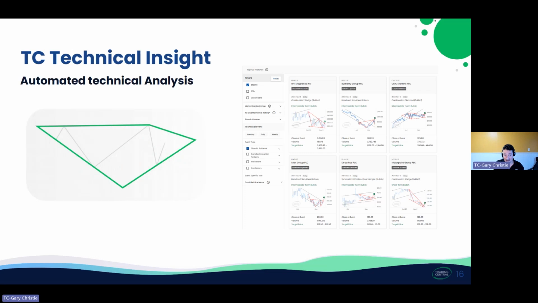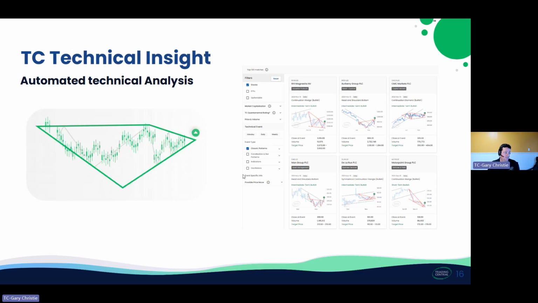So really, by surfacing actionable insights across global stocks and ETFs, technical insight saves time and provides precise entry and exit signals. This event-driven approach eliminates the need for manual chart analysis, allowing traders to identify new opportunities and make informed decisions with confidence.